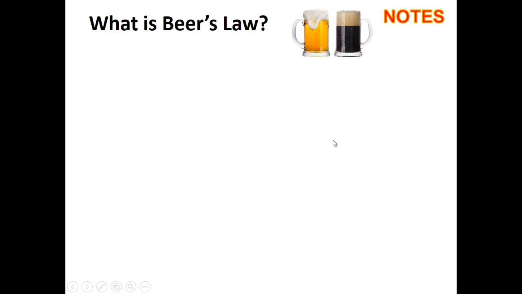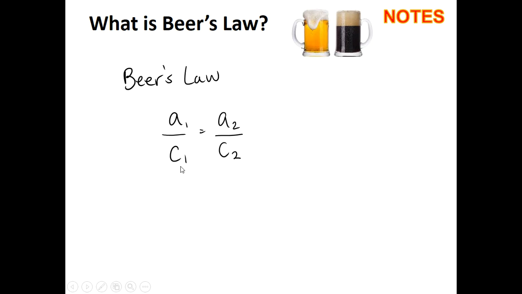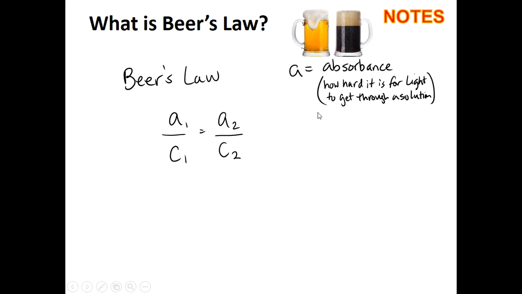What is Beer's Law? Well, Beer's Law can be derived, and you would have derived it in your lab, by this. It looks at the absorbance, the A, compared to the concentration. And you can see that they are arranged over each other because, well, if one goes up, the other goes up. It's a direct relationship. Absorbance is basically how hard it is for light to get through the solution. The more concentrated it is, the more particles there are per liter, so therefore it's harder to get through it.